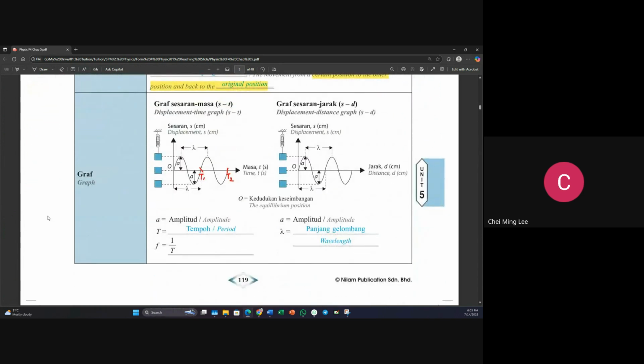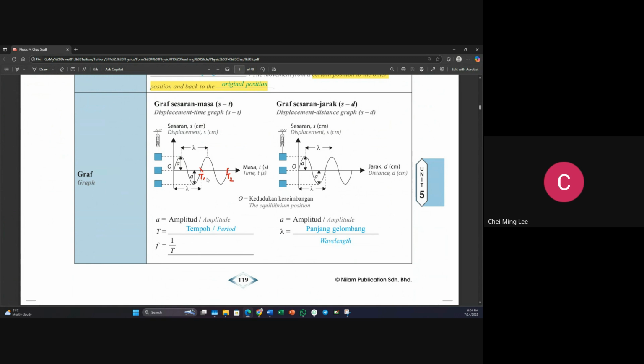All right, now let's come back to the graph. For the displacement-time graph, s against t, displacement versus time, we all know that normally it's sinusoidal for transverse waves. It looks like this. From crest to crest will be your wavelength. From here to here is one full oscillation, then the second oscillation. So one oscillation is also considered as one wavelength.